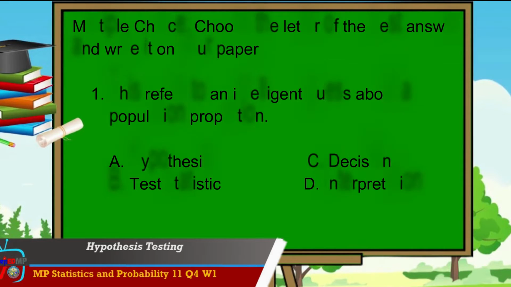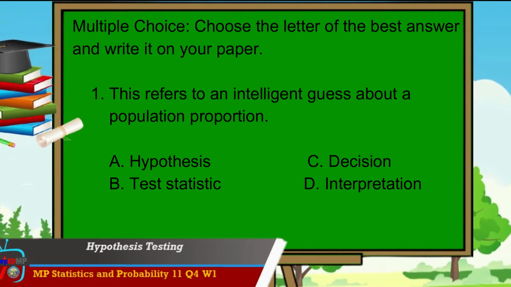To assess your prior knowledge regarding the topic, let us try to answer the pre-assessment part. Instruction: choose the letter of the best answer and write it on your paper. Number 1. This refers to an intelligent guess about a population proportion. A. Hypothesis. B. Test statistic. C. Decision. D. Interpretation.